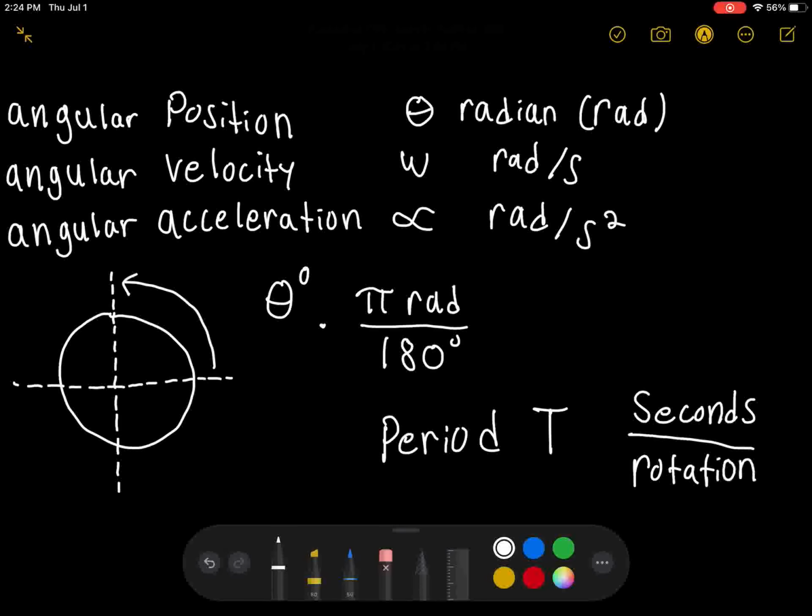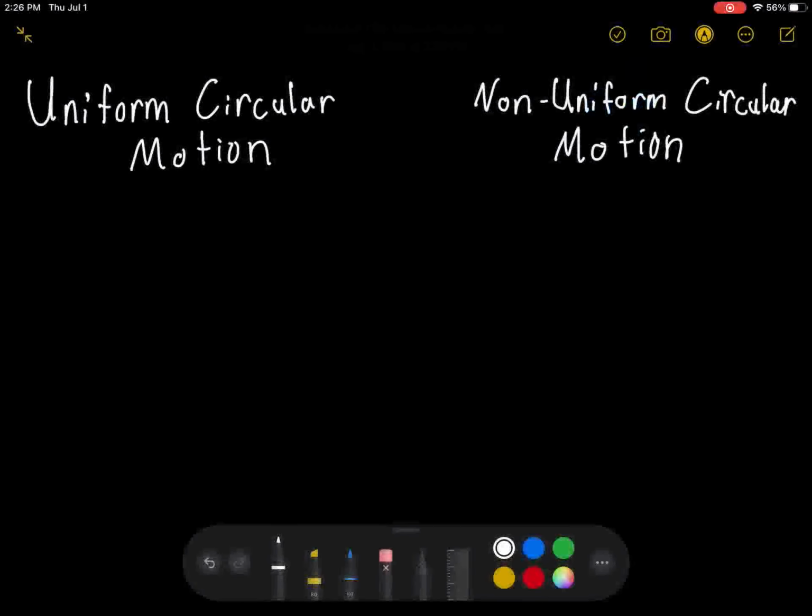Alright, let's try to visualize this with some pictures. We're going to begin by talking about two different types of circular motion. The first is uniform circular motion. This is when an object is spinning around without any increase or decrease in acceleration. So first let's draw our circle here. Let's begin by defining the radius, which is just a line from the center to the surface. That's just going to be r.